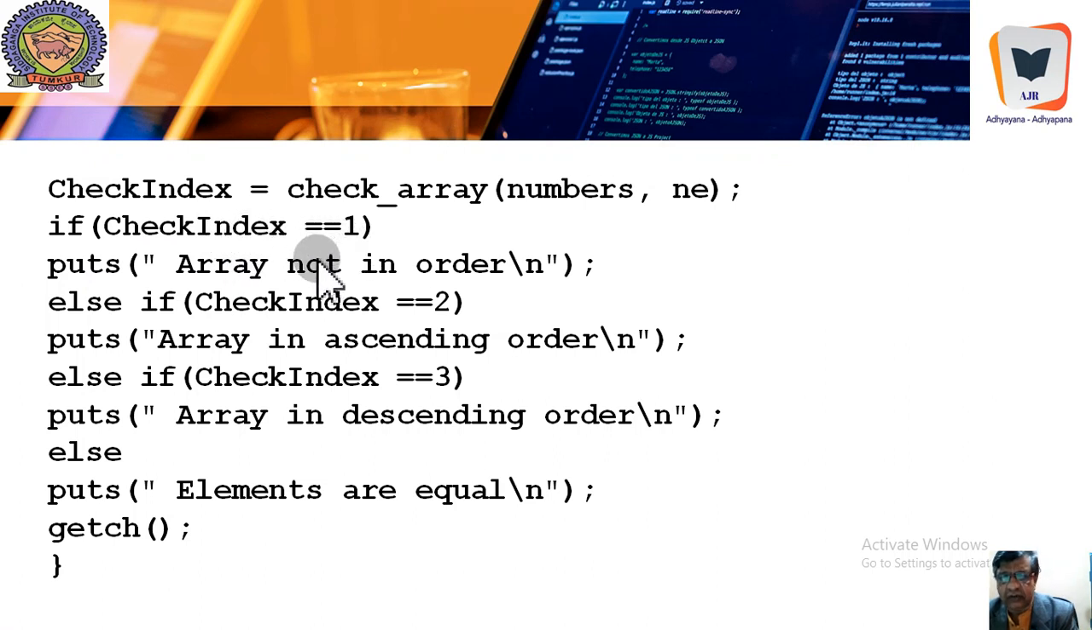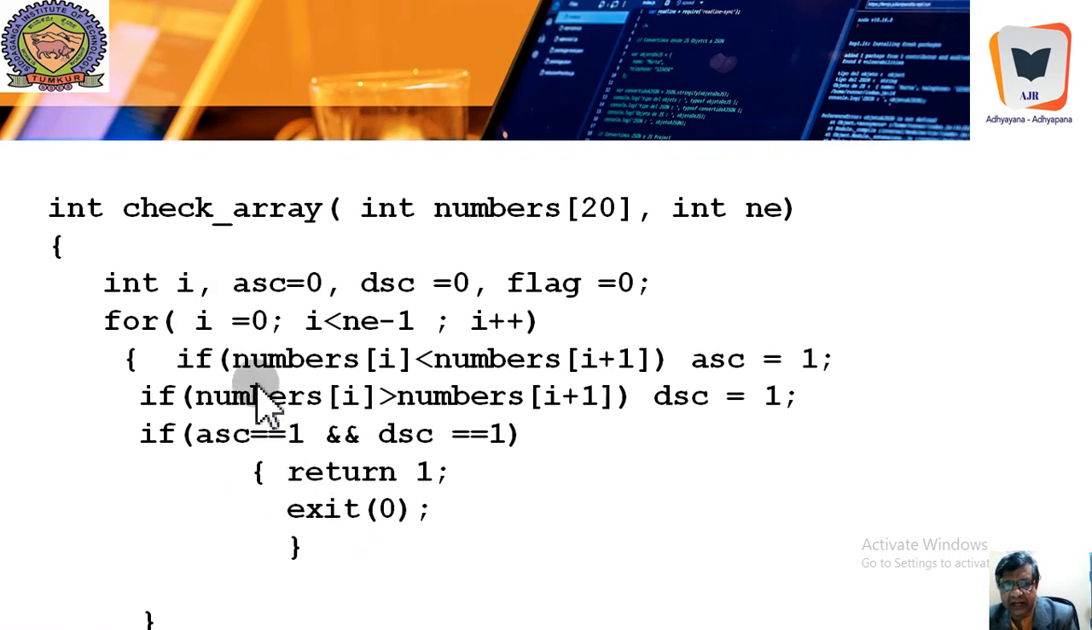If check index equal to 1, array not in order. Else if check index equal to 2, array in ascending order. Else if check index equal to 3, array in descending order. Else, print that the elements are equal. Okay, we will see how exactly it is done.